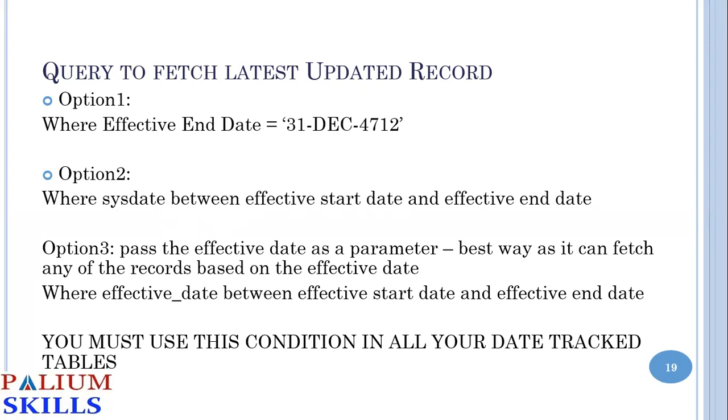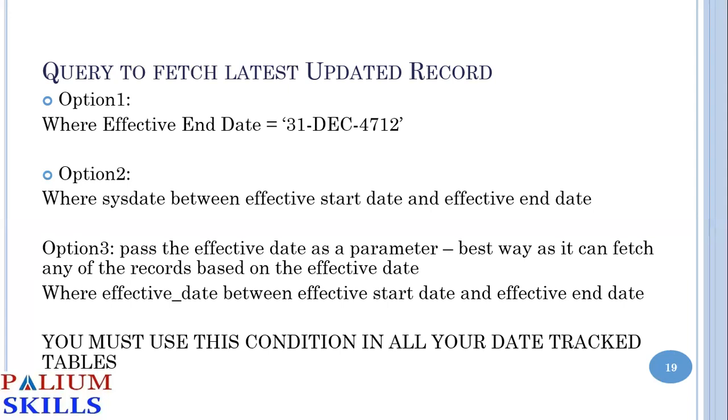The third option is you can pass an effective date as a parameter. So in a report or in a PLSQL package, this is what we do, where we pass the effective date as a parameter. It is the best way as it can fetch any record based on the effective date. If your effective date is today, the system will fetch you the current record. If the effective date is, let's say, 2 years back, then whatever record was active as of that date in the past will be displayed.